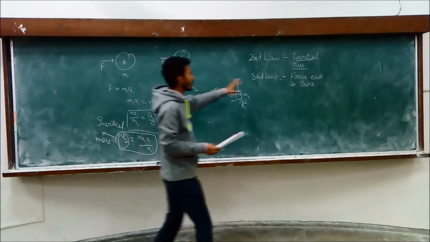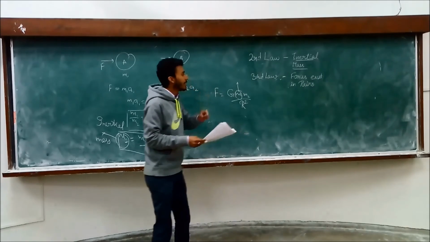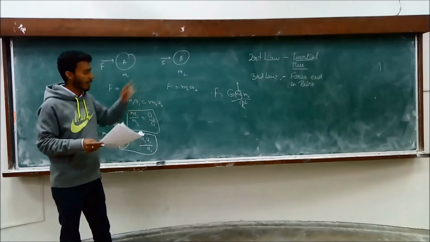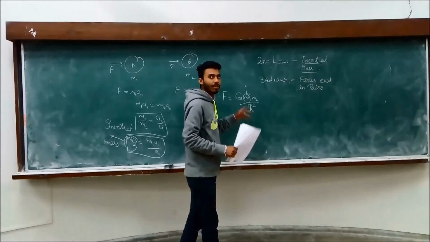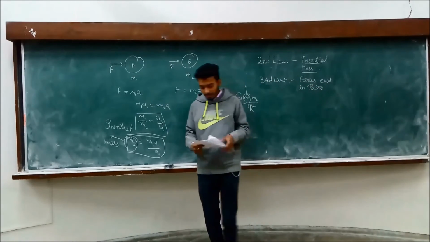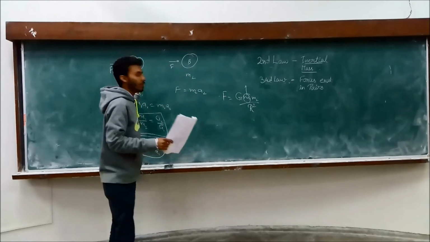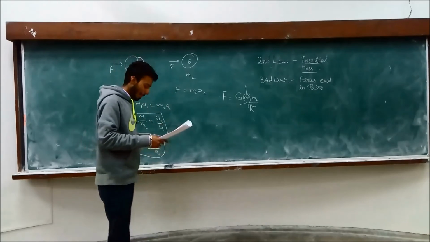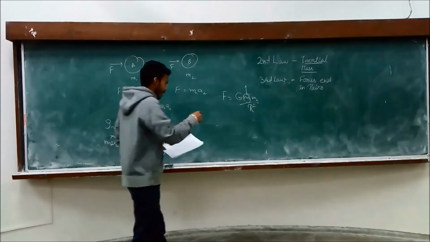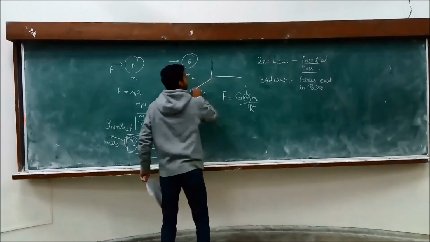Now the third law. The third law simply says that forces exist in pairs. It means you will easily know this if you remember all the laws. I will give you an example. So Newton's third law tells us that forces exist in pairs. If you have remembered all these laws, you will get this example. Let me give you a proper definition.